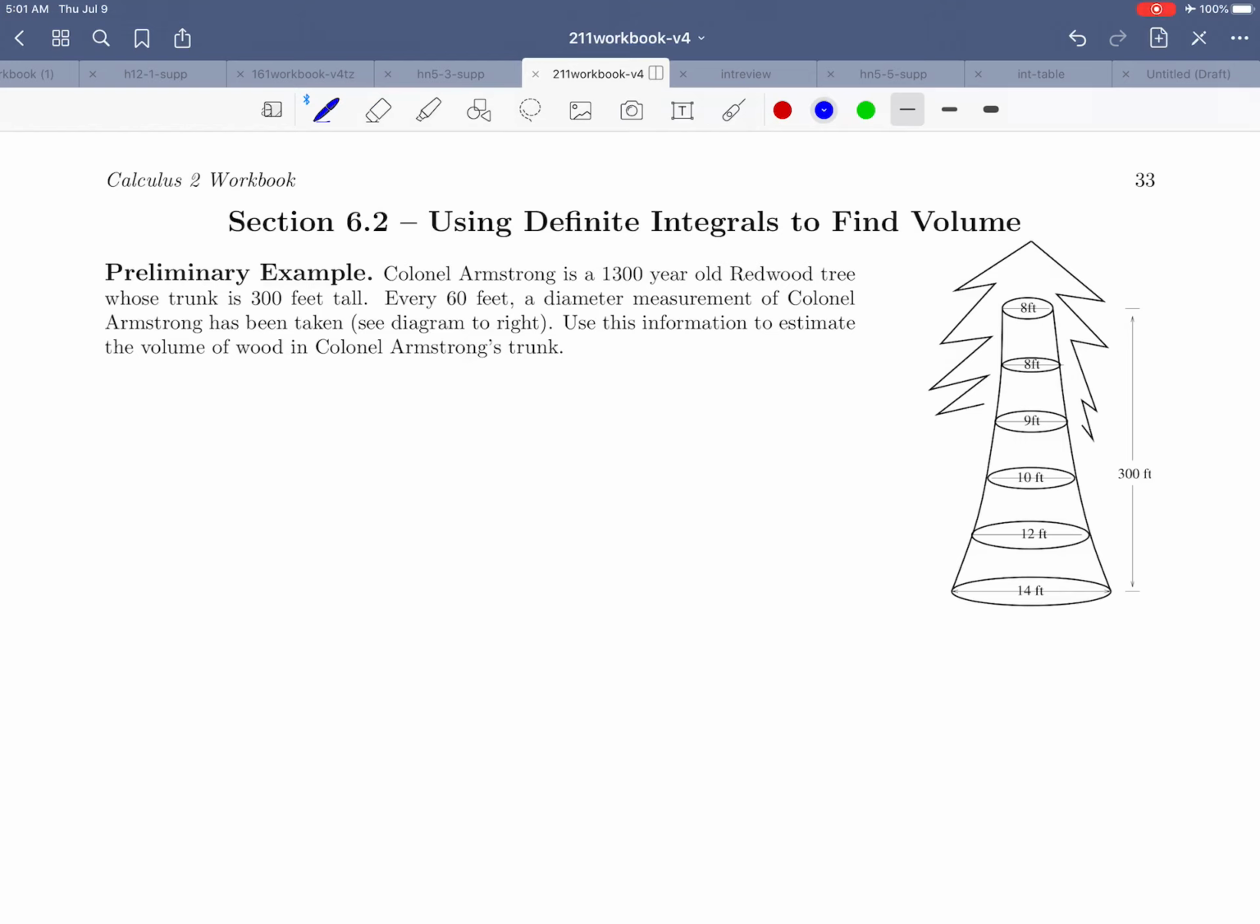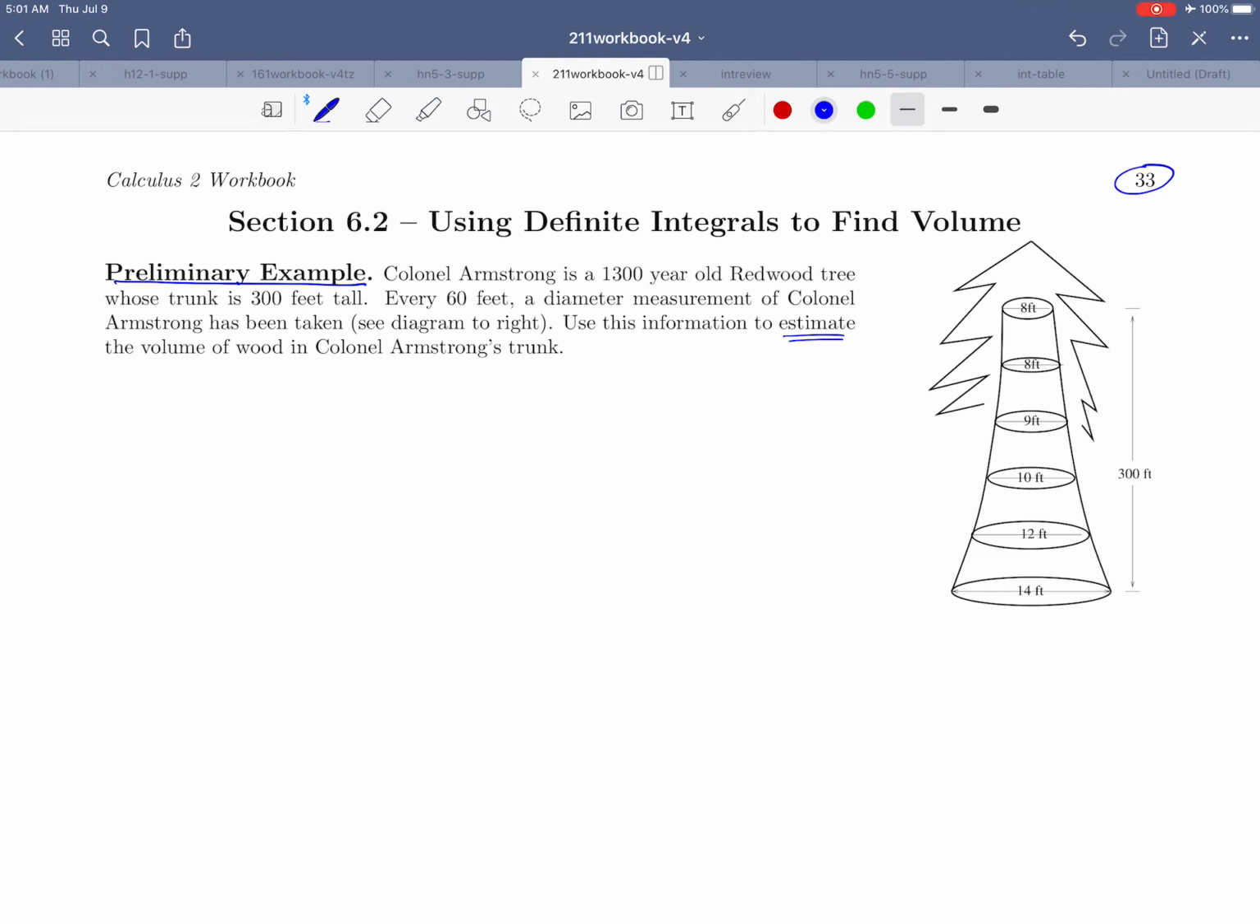Hello everybody, and welcome to the continuation of the preliminary example on page 33 of the workbook. Hopefully by now you've taken some time and tried to estimate the volume of wood in the trunk of this tree. I want to emphasize again that there is no exact answer to this problem. You can't get a right answer. We're just being asked to estimate.